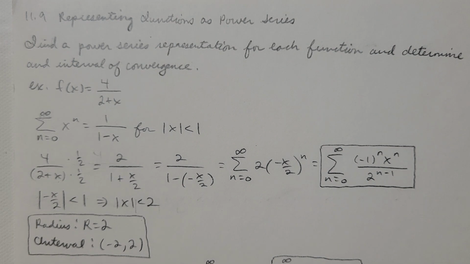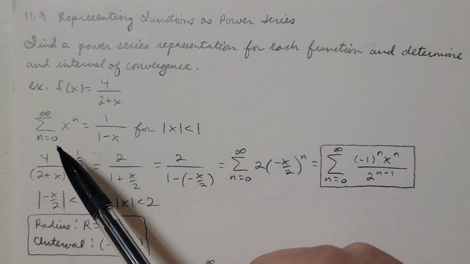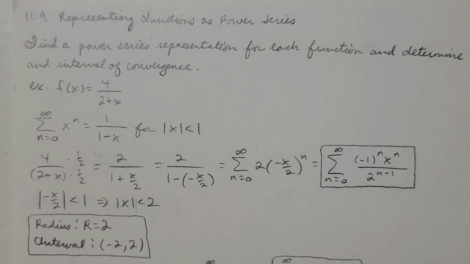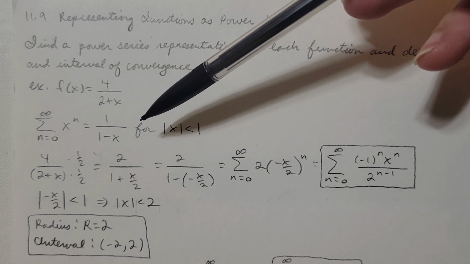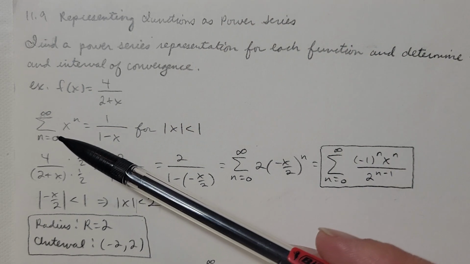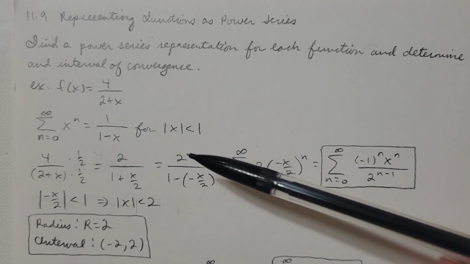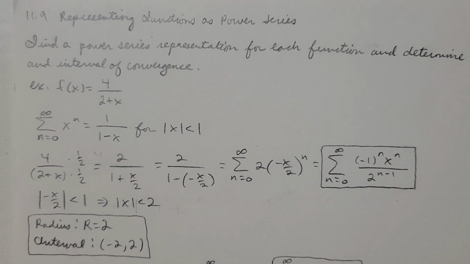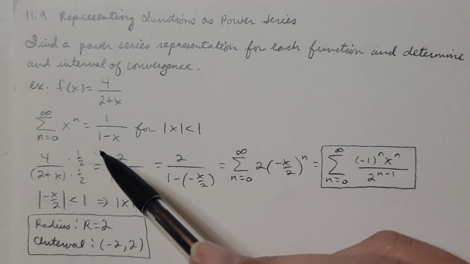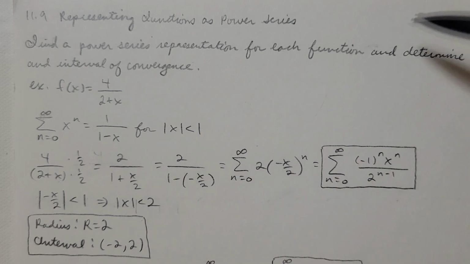Suppose that I have the function f of x equals 4 divided by 2 plus x. What does this look like as a power series? Well, I know that for a geometric series, the sum from n equals 0 to infinity of x to the n is 1 divided by 1 minus x. So a is 1, r is x. This series will converge when the absolute value of x is less than 1. When the absolute value of x is 1 or more, it diverges, and so I wouldn't get this formula.